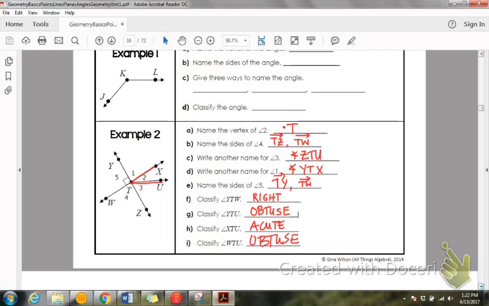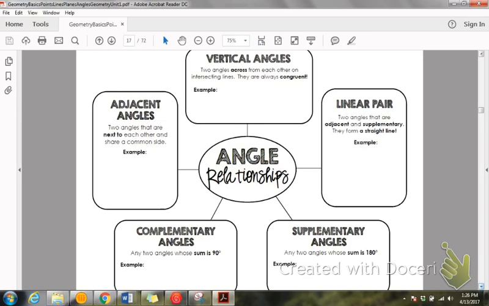All right. Speak now or forever hold your peace. No? Okay. Let's turn to the next page. So we're going to talk about some relationships with angles. We have different types of angles that we're going to need to look at, and these will carry on for the rest of your geometry career.